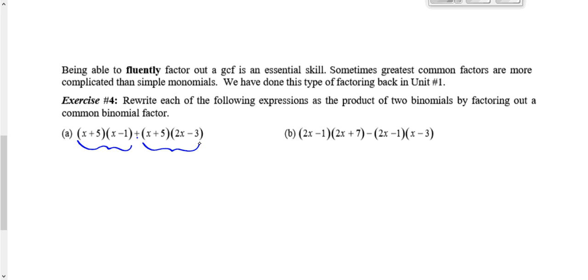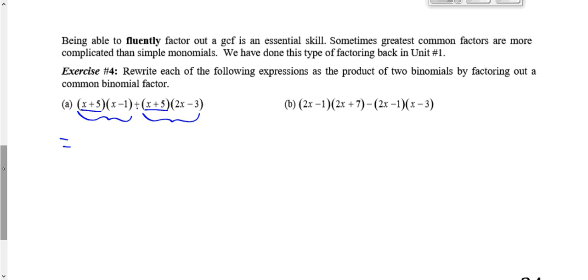Right? Okay. So these things here, this x plus 5 and x minus 1, are factors of this first term. This x plus 5 and 2x minus 3 are factors of the second term. So what is the factor that both of these terms have in common? That x plus 5 is the common factor, just like we did up top, right? Forget that it's a binomial. It's wrapped in parentheses, so it's like one thing, right? So we can factor out an x plus 5.